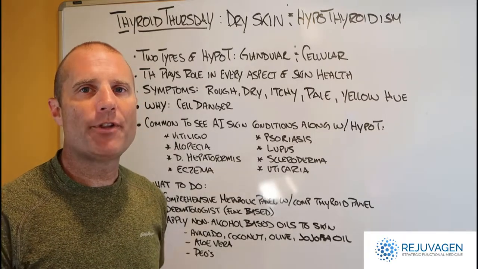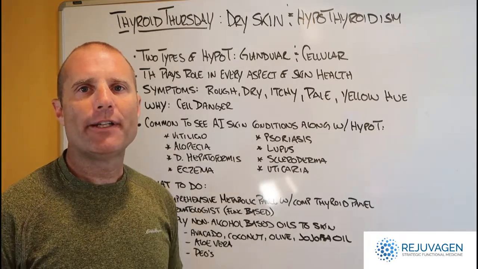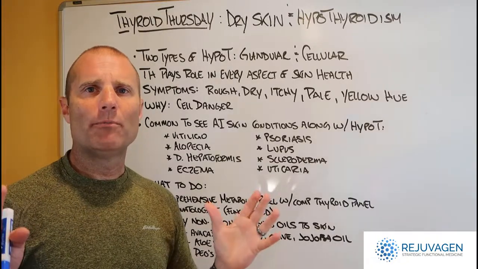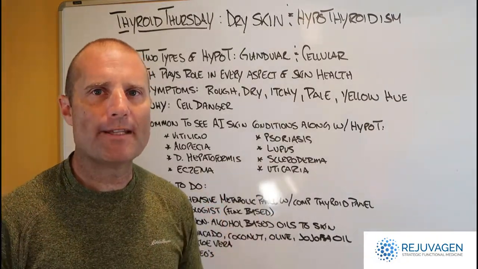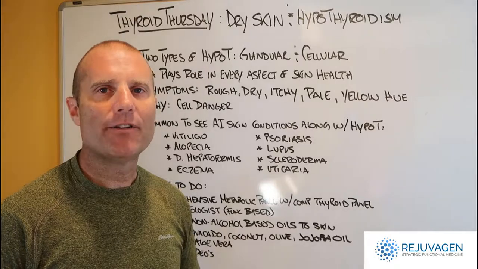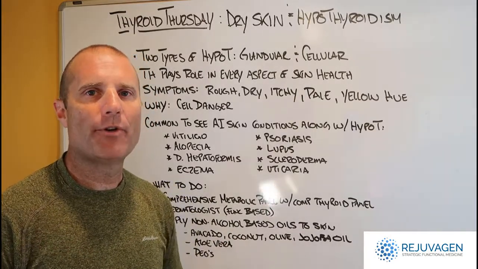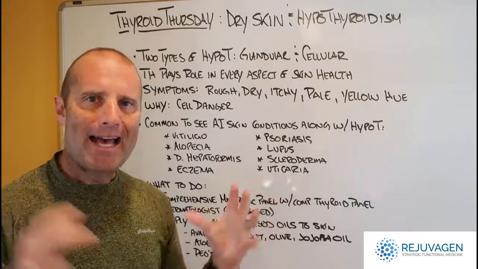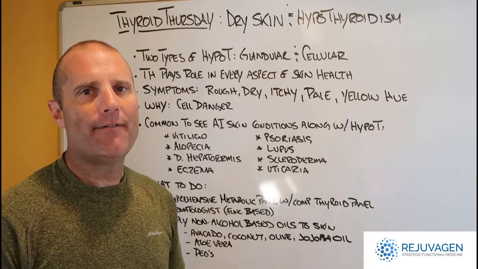Today we want to talk about hypothyroidism and dry skin. Is there a link? There absolutely is. Thyroid hormone plays a role in almost every aspect of skin physiology. So you have to have appropriate thyroid hormone physiology at the cells of the skin to have healthy skin.